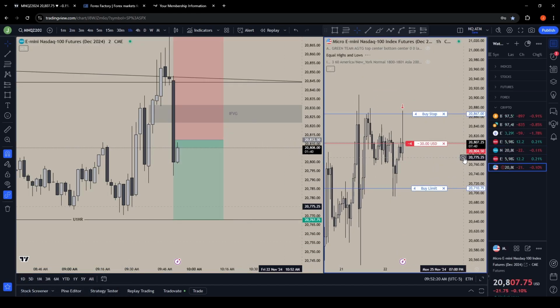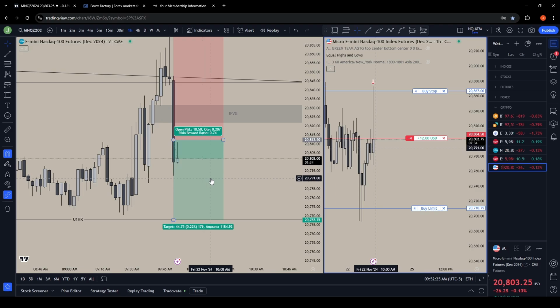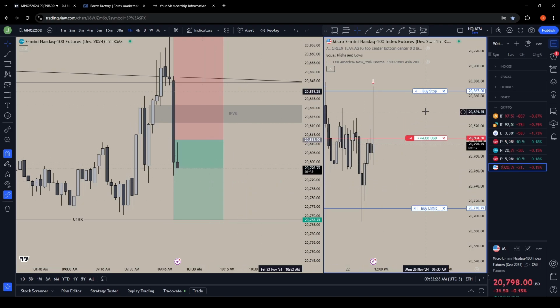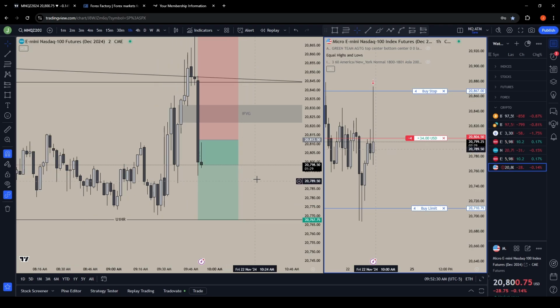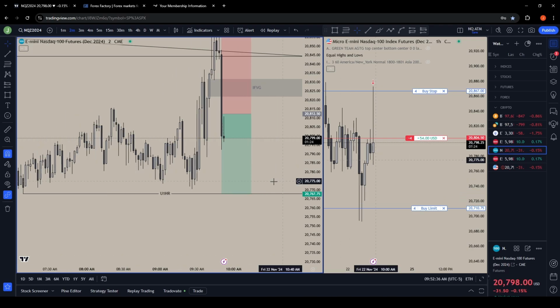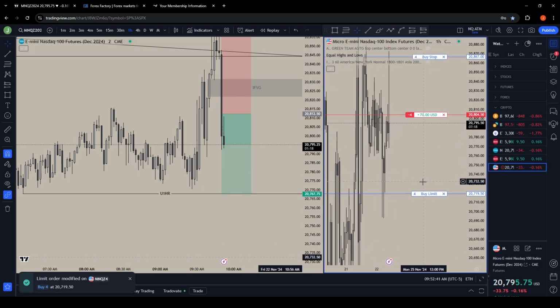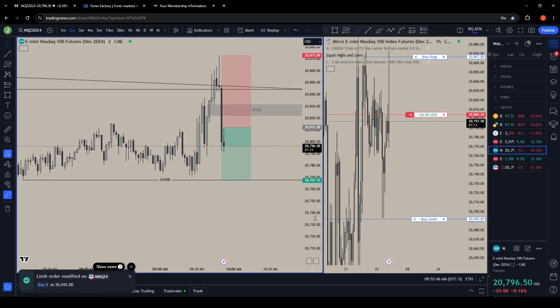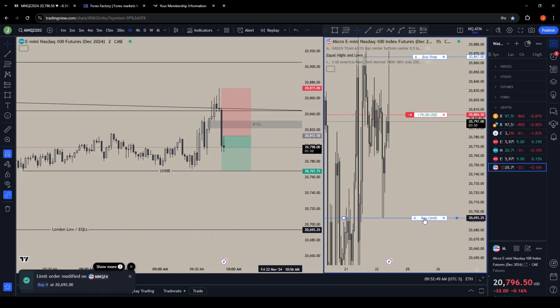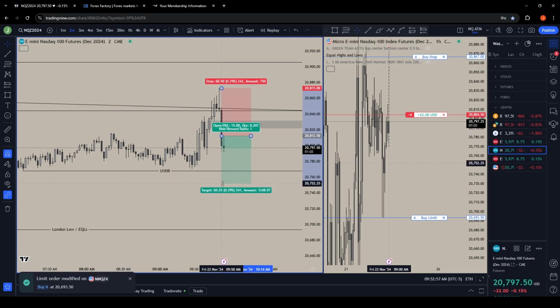For the unfilled 1 hour, how many ticks is it? 179. I might just move it right to when we hit the unfilled 1 hour. Break even at the unfilled 1 hour. What do you think? For my entry, it's 140 ticks. I had my thing at London lows. Yeah, okay. We'll break even, and if we can hit that 1-to-1, then we hit that 1-to-1 there.